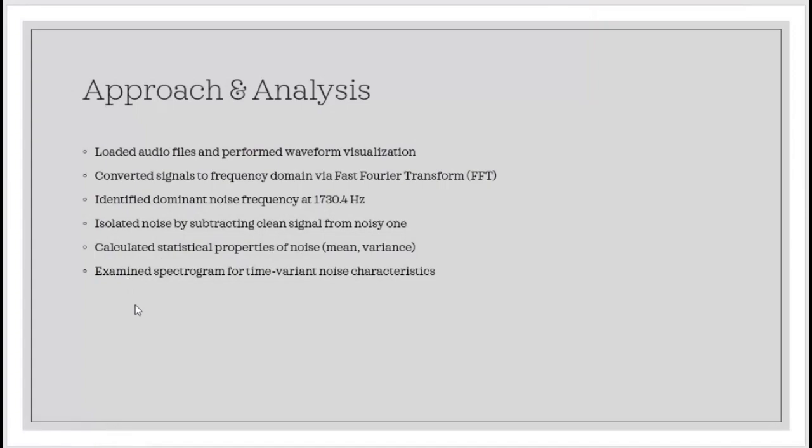Signals were converted into the frequency domain via the fast Fourier transform, which returns a discrete Fourier series. This allowed me to observe how energy was distributed across frequencies. After computing the FFT, I identified the frequency range where the signal and noise components were most prominent, centered on 1730.4 Hz. Isolating this noise component was achieved by subtracting the clean signal from the noisy one.